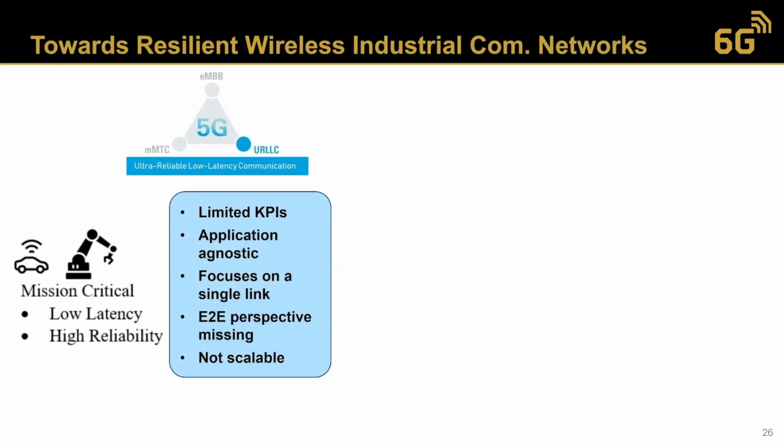However, we have to say that URLLC, as introduced in 5G, had some limitations. For example, it had limited KPIs because URLLC only defines reliability and low latency as the main KPIs, whereas we have seen before that in industrial communication you also need other KPIs such as availability, low jitter, accurate synchronization, and so on. Another limitation of URLLC is that it is application agnostic. That means basically you have a one-size-fits-all solution, whereas in industrial communication networks you need different solutions for different applications. The other aspect of URLLC as defined in 5G is that it only focuses on a single link, whereas in industrial communication networks you may need to support end-to-end communication over multiple links. So the end-to-end perspective is missing in URLLC. As such, it is not very scalable.